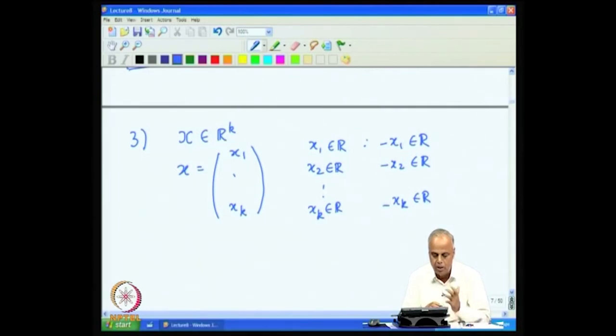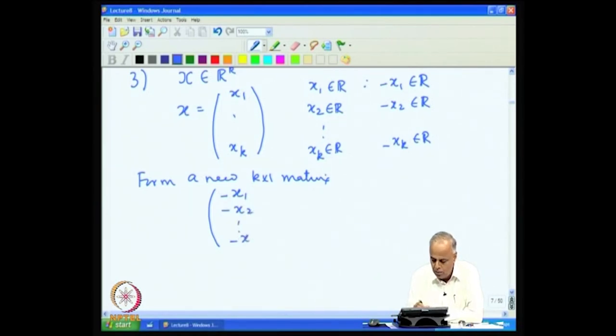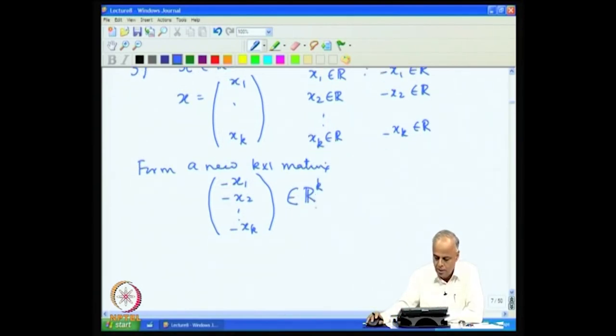So, take a vector or a column matrix x in R^k, look at each one of the entries, that being a real number, look at its negative. Since every real number has its negative, we can find all these: minus x1, minus x2, minus xk. Now, we form a new vector or a new k by 1 matrix whose entries are now minus x1, minus x2 and minus xk. Since these are all real numbers, this is again in R^k. Therefore, from x we have constructed a new element in R^k and we will denote this element by minus x. This is the definition.